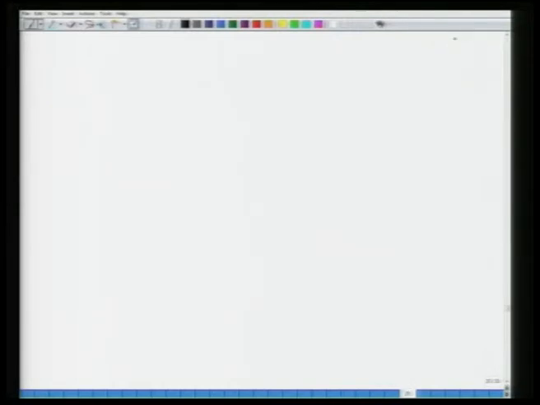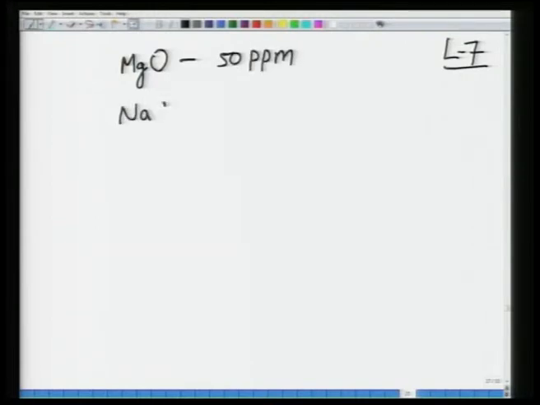So, in this lecture we will just extend that a little bit. In the case of MgO, it is very difficult to make it completely pure. In MgO the impurity tolerance is about 50 ppm, whereas in sodium chloride the impurity tolerance is about 1 ppm.